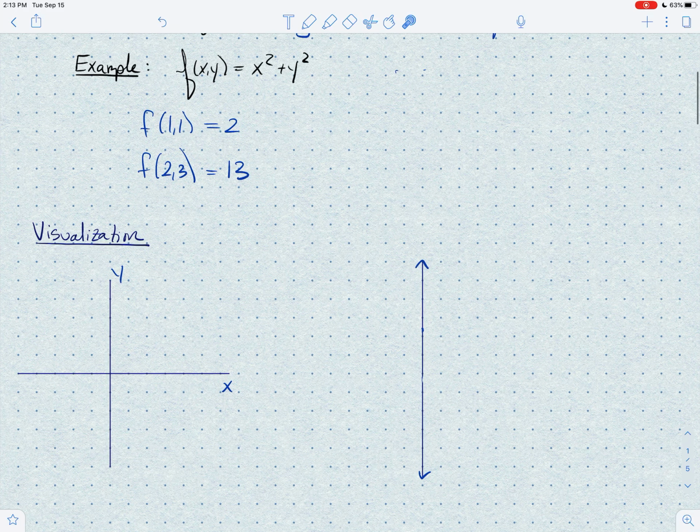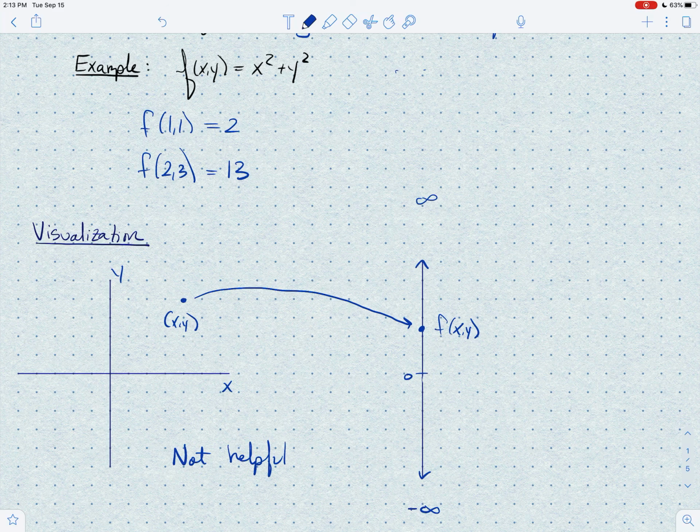I want to begin by showing you a not very helpful way to visualize functions of two variables. One way you can do it is you can pick your favorite point, x comma y, in two space. This is the standard xy plane. And then you can imagine mapping it over to another real number line, and you get a point, and we'll call this f of x, y. This is what is happening. Even though we don't like to visualize it this way, this is actually happening. Maybe here's 0, and we're heading towards positive infinity out here and minus infinity out here, whatever. So this is really not a super helpful way to visualize functions of two variables most of the time.